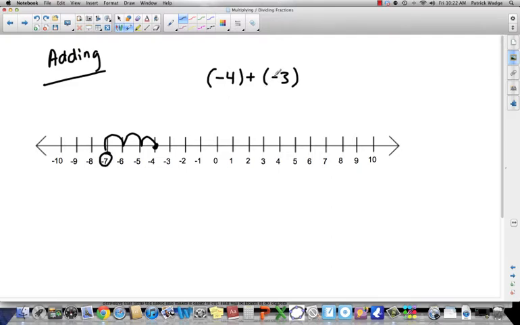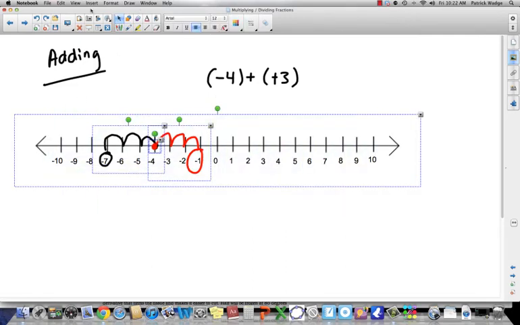What if this was negative 4 plus positive 3? Well, this time you'd start at negative 4 again, but because it's positive 3, you'd be going this way. The answer is negative 1. Okay, so maybe that works for you. That's great. There's no problem with that. Go for it if you like that method.